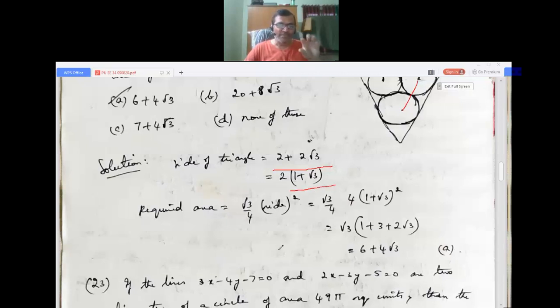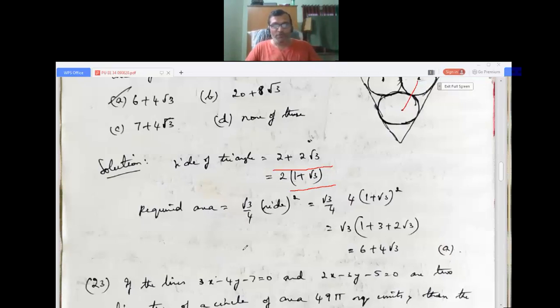Now, since it is an equilateral triangle, there is a formula for area in mensuration, already studied in 10th or 9th standard. So the required area is root 3 by 4 a squared, where a is the side of the equilateral triangle. And you know many things about an equilateral triangle: all the sides are equal, each angle is 60 degrees, and also the area equals root 3 by 4 a squared.